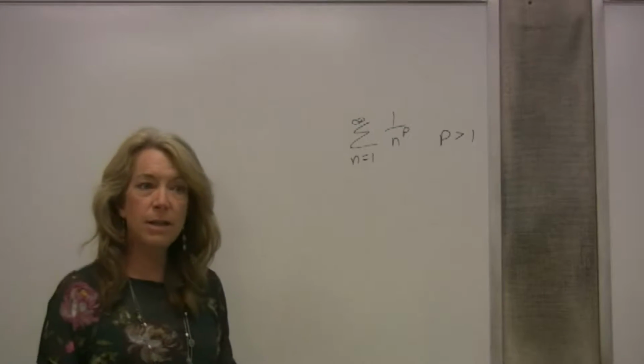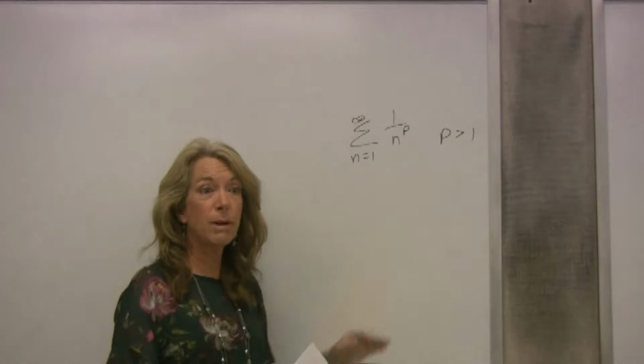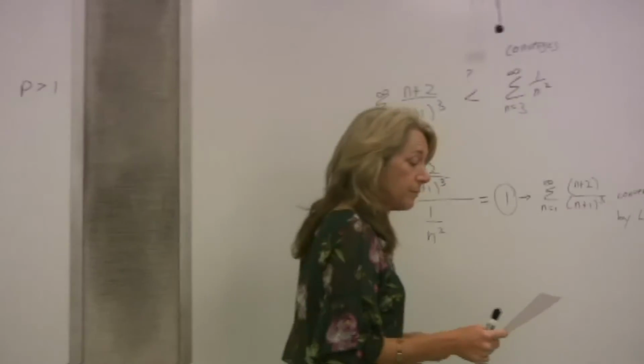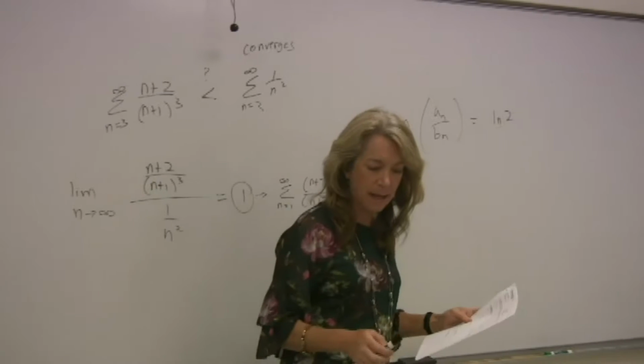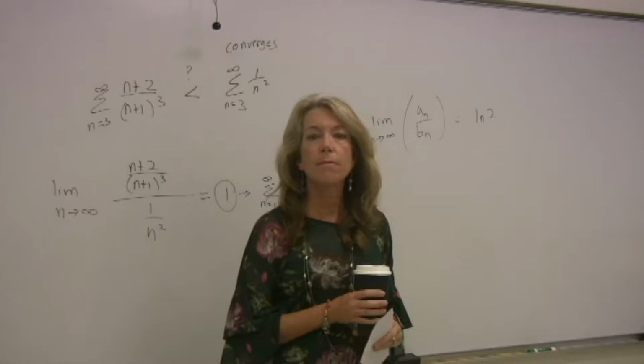What's the harmonic series? 1 over n without that P right there. P is equal to 1. What do we know about the harmonic series? It diverges. It diverges always. What's the divergence test tell us? That if a_n is not equal to 0, then it diverges.